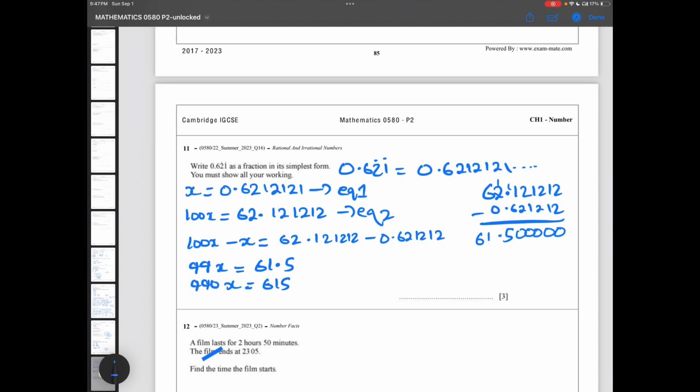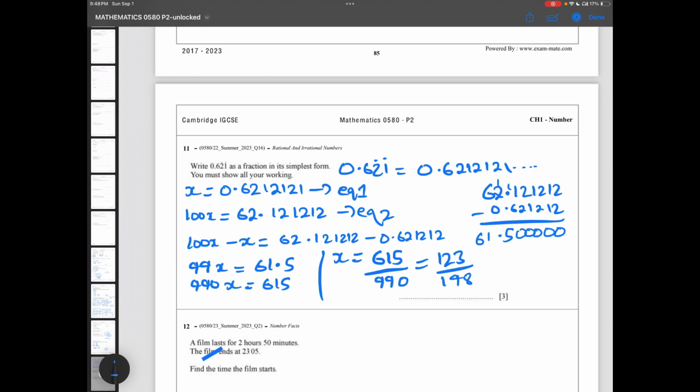If I shift this 990 to the right side, it becomes x is equal to 615 upon 990. We have to give the answer in simplest form. We can see that both numerator and denominator can be simplified by 5. If I divide 615 by 5, I get 123, and if I divide 990 by 5, I get 198.